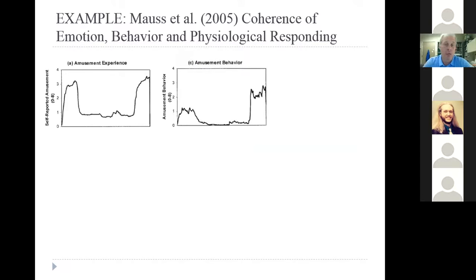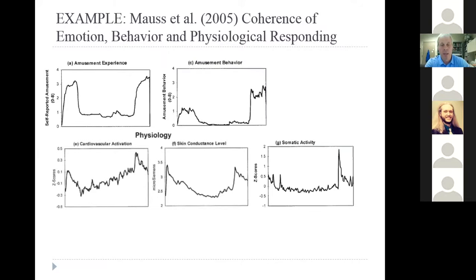And then looking at the amusement behavior, again, this is trained coders watching the facial expressions of participants. You can see that that also exhibits a lot of within-person variability, and it really corresponds to the emotional experience of individuals. And then you can also see through some physiological assessments that, while there isn't as close a correspondence between the amusement experience and these physiological responses, there is some correspondence. In fact, she uses something called a cross-correlation, which I'll talk about more in a little while, to show that there is indeed a positive, significant relationship between all of these different channels of emotional responding.